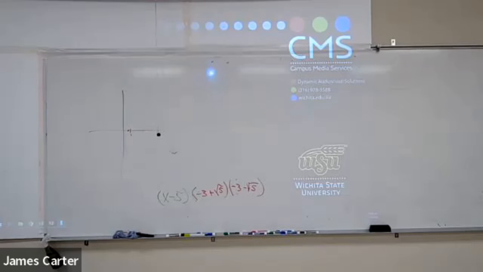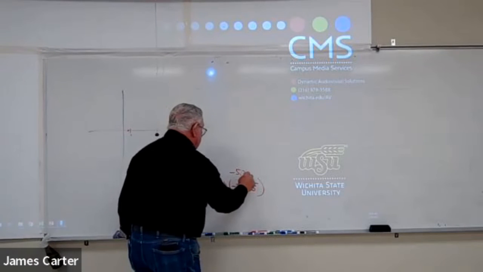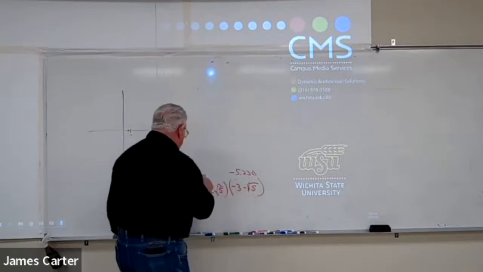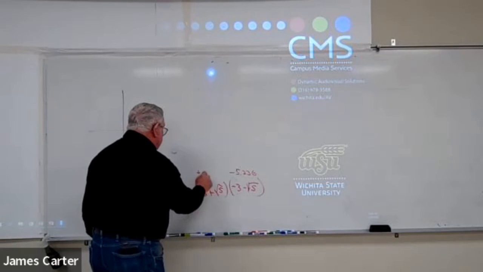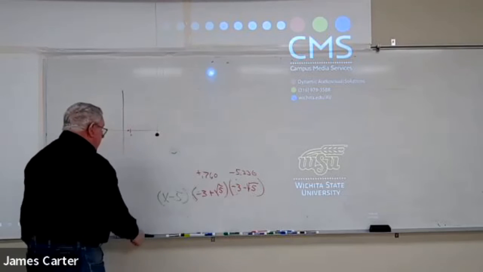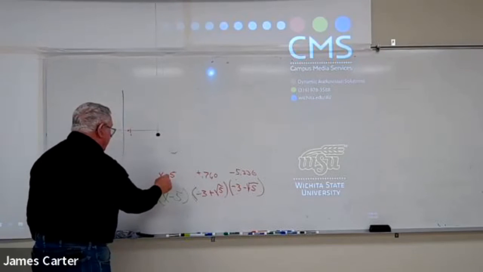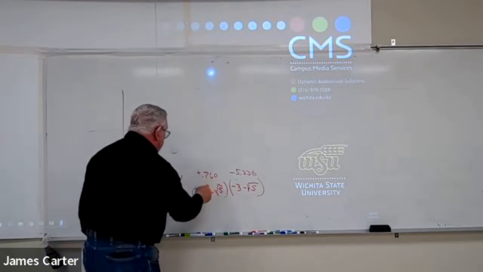And use the SD column. And for this, I get -5.236. Over here, I got +0.760 and some other stuff. And for this, I get 5. X equals 5. That number.